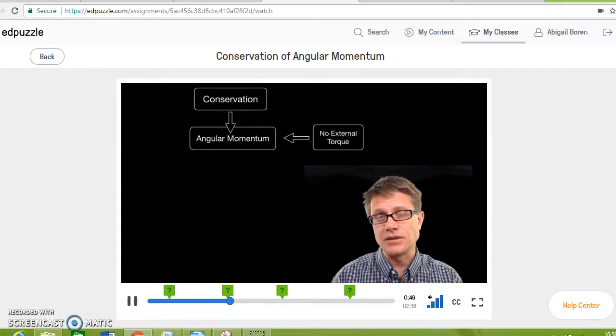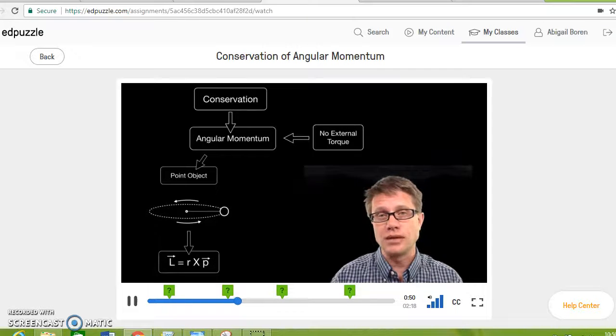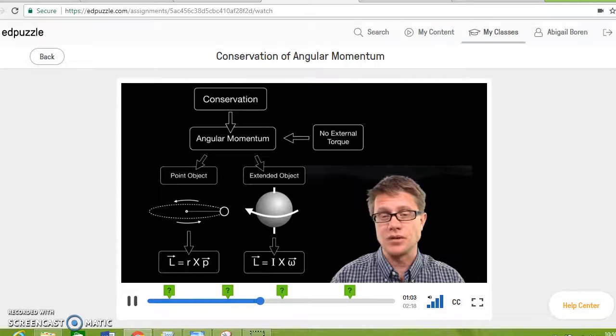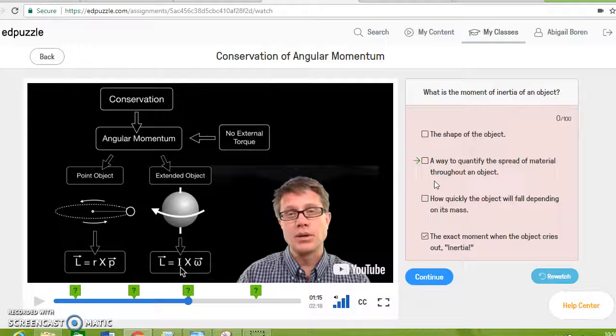Now, unlike linear momentum, we can calculate angular momentum in one of two ways. If it's a point object in rotation, then our angular momentum is equal to the radius times the linear momentum of the object. So how fast it's going in this direction times its mass. If we've got an extended object, we use a different equation. If we're an extended object, the angular momentum is equal to the moment of inertia, so that's how much material we have and how far it's spread out from the center, times the angular velocity of the object.